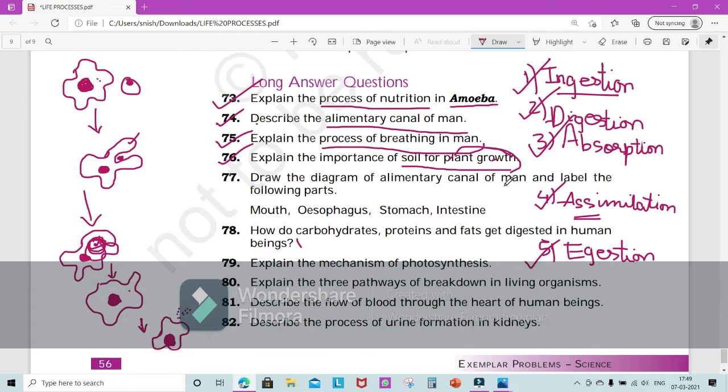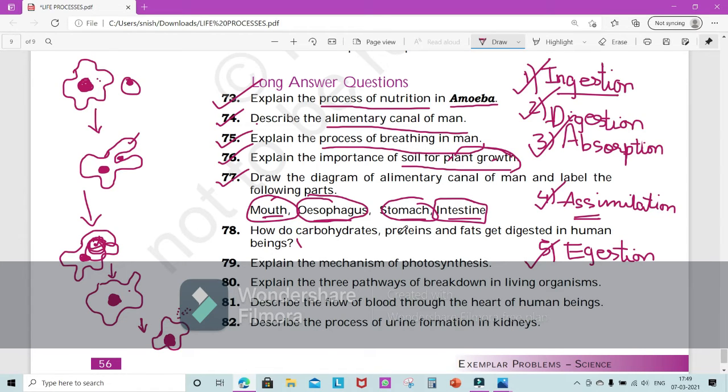Draw the diagram of the alimentary canal of a man and label the following parts: mouth, esophagus, stomach and intestine. This is a very easy question for us. We can draw the alimentary canal, and the mouth, you know, the opening. After the mouth comes the esophagus, then after the esophagus, of course, the stomach, and finally the intestine. They have only given intestine, they didn't specifically tell small or large, so you can mention both of them. I think it's easy, right?